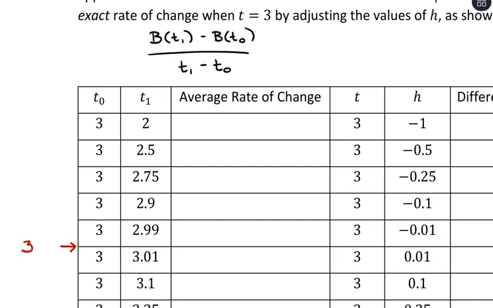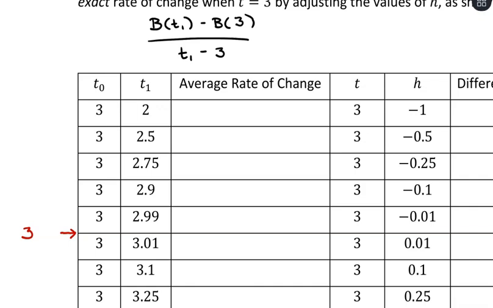So instead, we want to evaluate what's happening around it. So what we're going to do for this example is we're setting t0 to be 3. And then we're setting up a table so that we can change values for t1 and see how that occurs. So this is our average rate of change. Let's focus on this for a second.